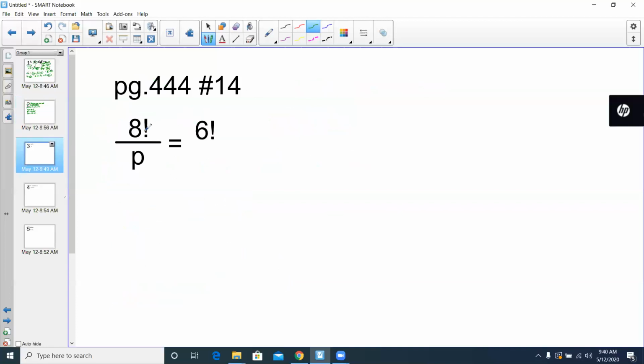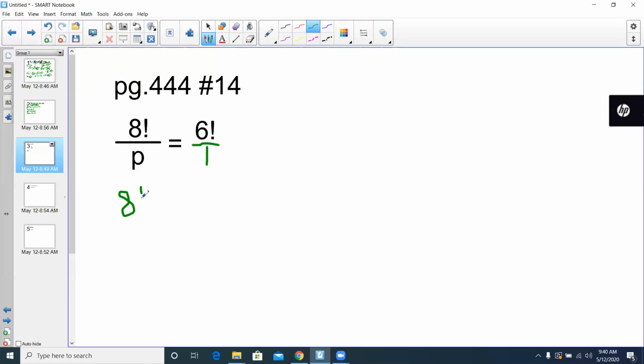So let's take a look at this slide. This comes from page 444, number 14 of your homework. They want you to solve for p. What would p have to be so that 8 factorial divided by p is the same thing as 6 factorial? So let's look at this: 8 factorial, and let's put the 6 factorial over 1.